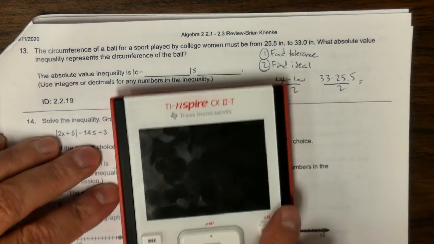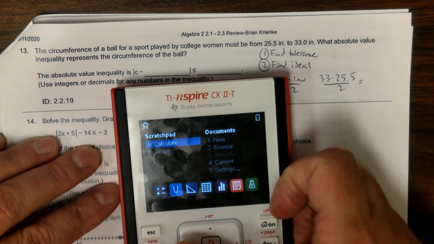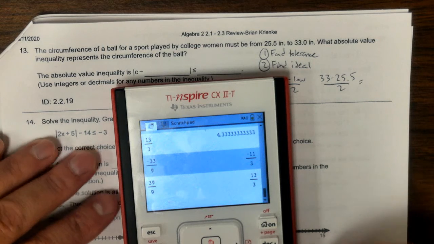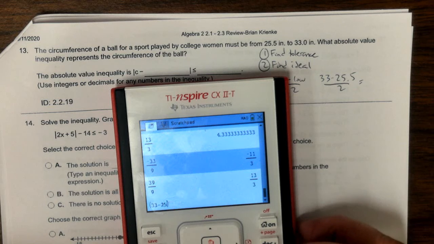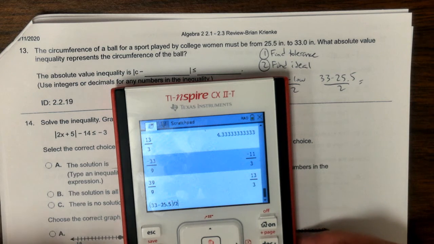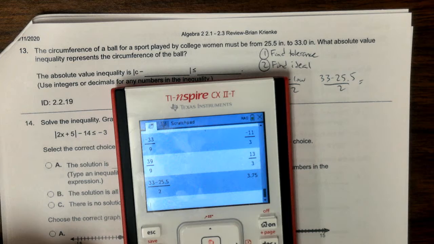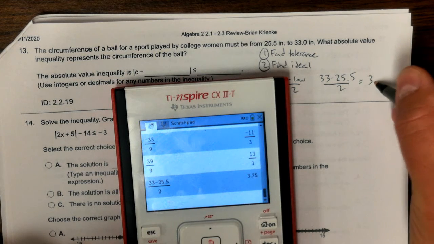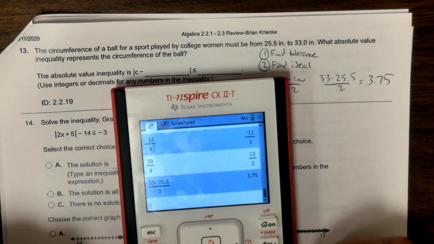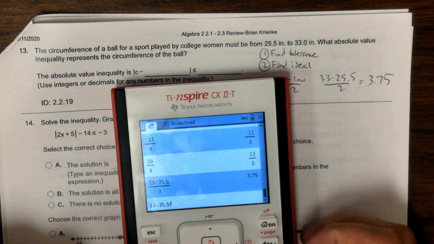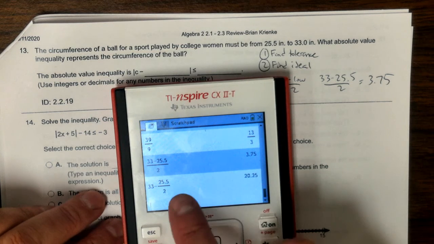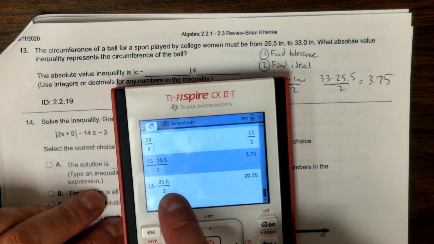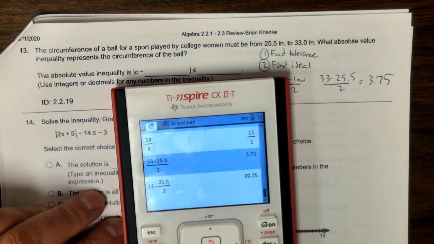Here, just a quick teaching moment. You need to do parentheses if you're going to do it all in one step. And so I get 3.75. If I had just done 33 minus 25.5 divided by 2 with no parentheses, I get 20.25, and see how I interpreted it. So that's wrong. Make sure you use parentheses.